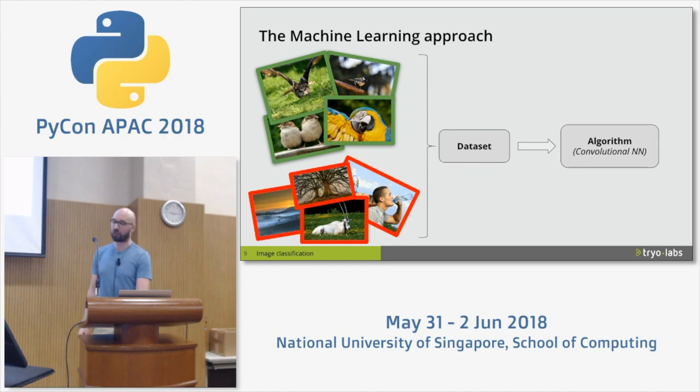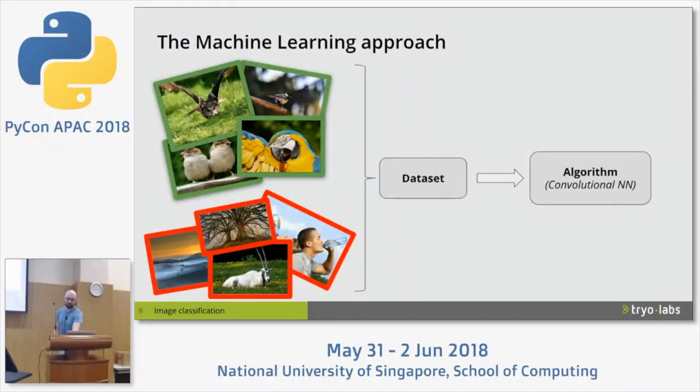Then you actually run your data set through an algorithm. In particular, I'm going to talk about convolutional neural networks a little bit. And then this algorithm kind of learns how to tell birds from the things that are not birds. So that gives you a trained model, which you can use to make predictions about images that you haven't seen before. So this trained model encodes the knowledge of what constitutes a bird and what doesn't. This approach is called supervised learning because, as you see, I need to manually label the images in my data set. So I need kind of a teacher that knows what is a bird and what is not.